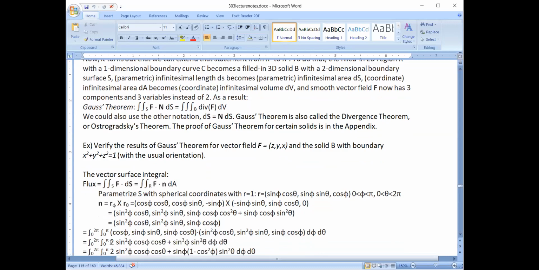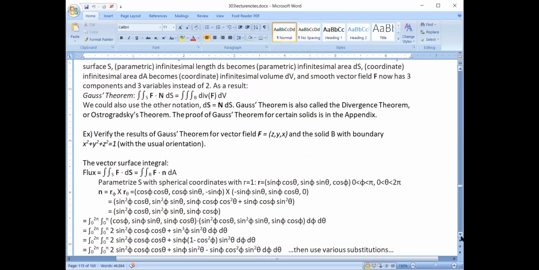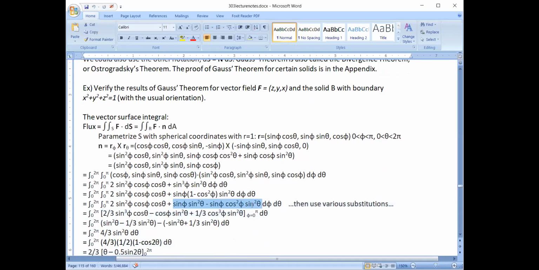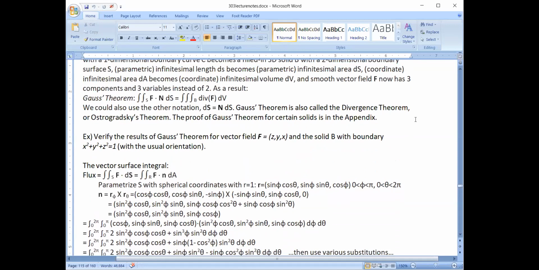For 2 sine squared phi cos theta, in order to do that integral d phi, we can just do a substitution, u equals sine phi, and then du will be cos phi d phi. On the second integral, you're integrating an odd power of sine, so you take a sine squared and make it 1 minus cos squared, and you wind up with these two separate integrals.